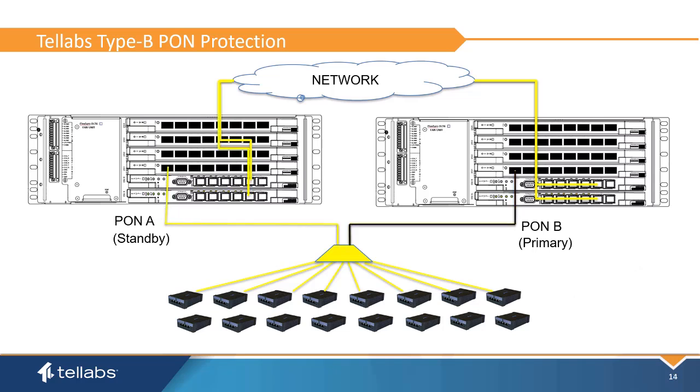Along with PON failure, the PON protection algorithm can detect an uplink failure from the primary OLT. If the primary OLT becomes isolated on the network, all PON ports that are enabled for path protection will switch to the secondary PON.